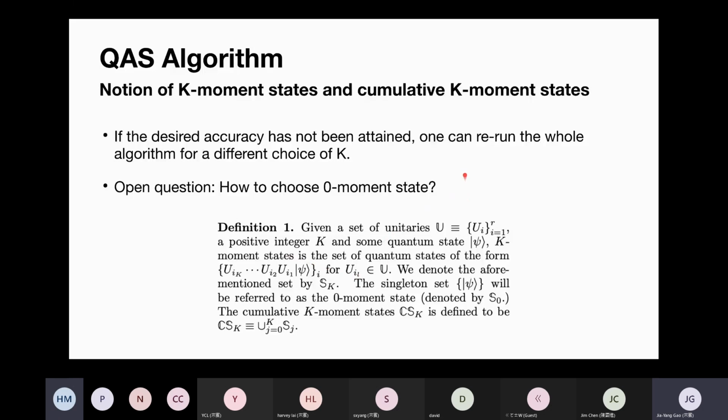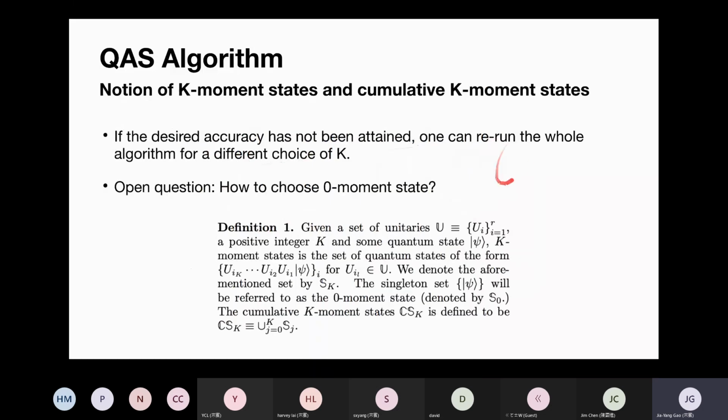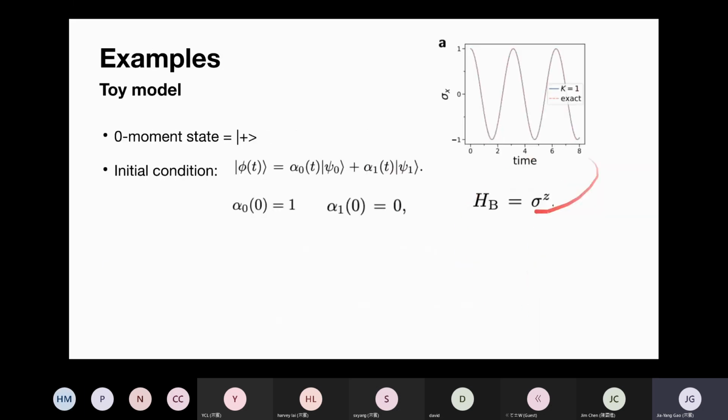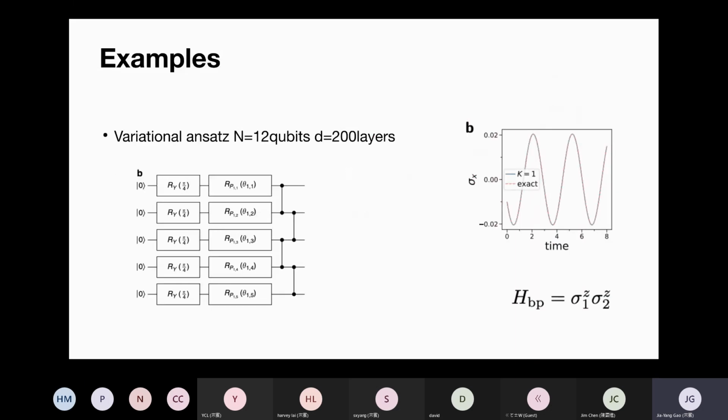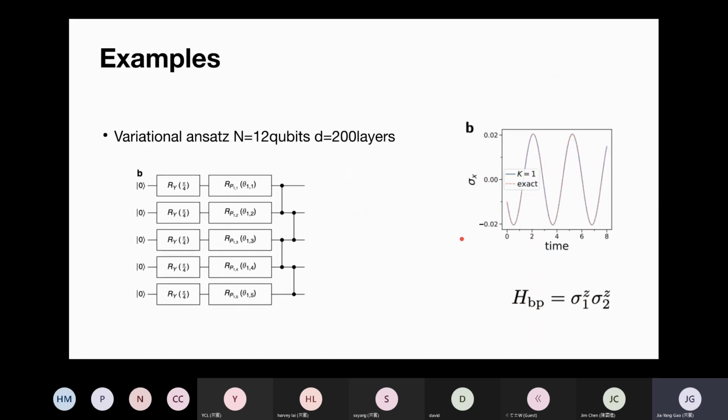So for example, if you only have one term, your one moment state is only U times phi 0. And if you want to construct the two moment state, you can just apply it twice. But in this toy example, you can see sigma d squared is one, so it comes back to the first moment state because it is a very easy example. But if you consider a non-trivial example, it will not come back to the zero moment state. So you can follow this.